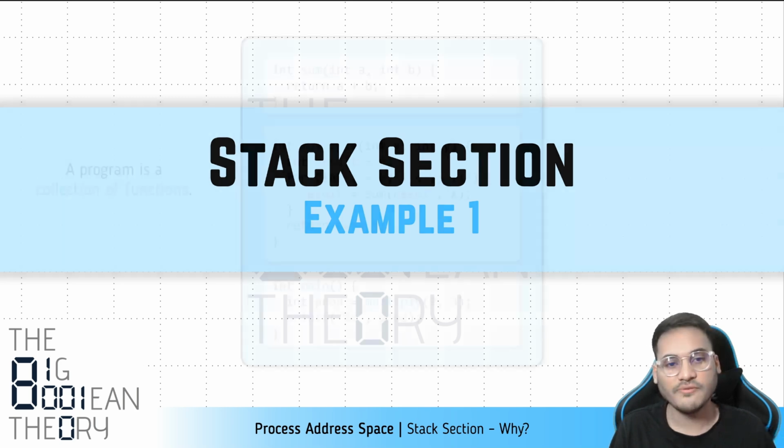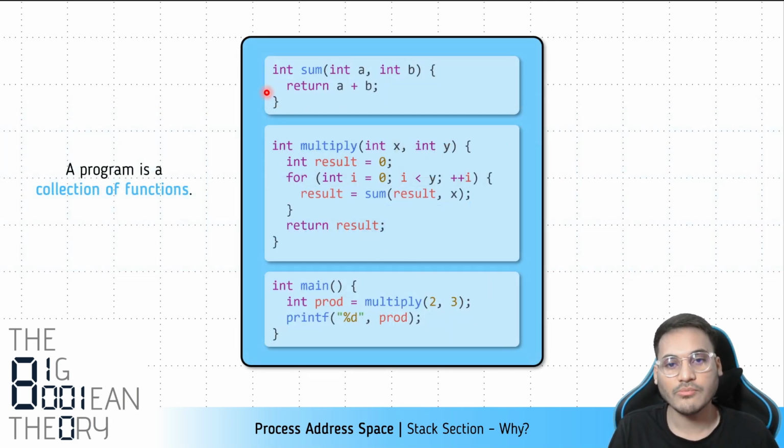So let's go through the first example. Here we have a simple code written in C, and it basically returns the product of two numbers. It is computing the product of two numbers. So let's go over this code line by line and understand this. So basically there is a main function, and here we are multiplying two numbers, 2 and 3, and for computing this product we are using a multiply function. So let's come to this multiply function.